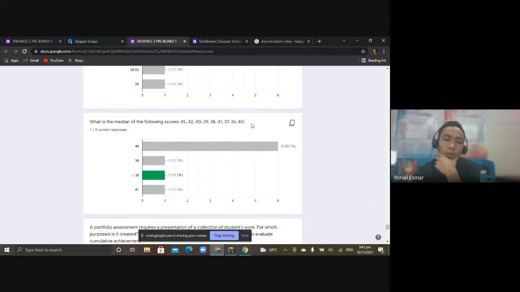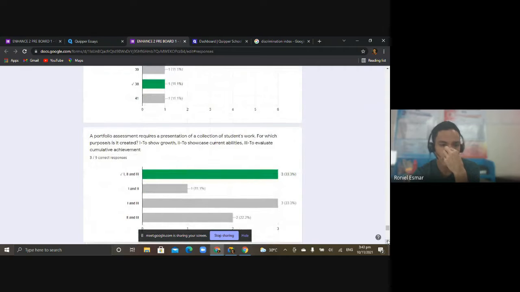Say for example the 40, we count it only once. So the arrangement for this would be 36, 37, 38, 39, 40, 40, 41, 42, and 45. So the median for that would be 38.